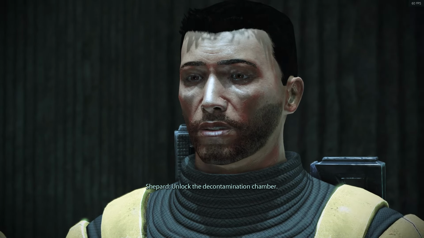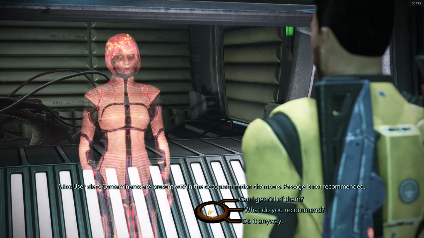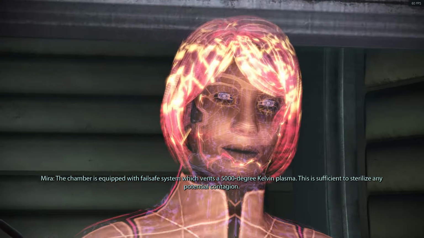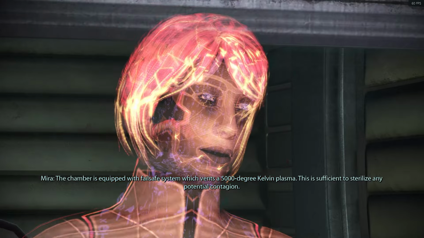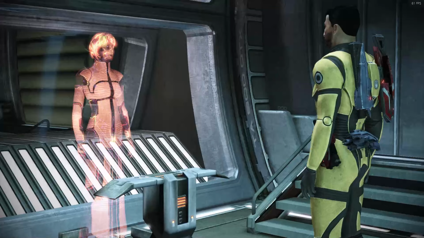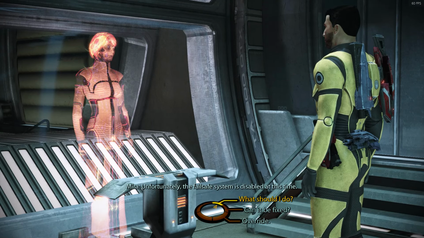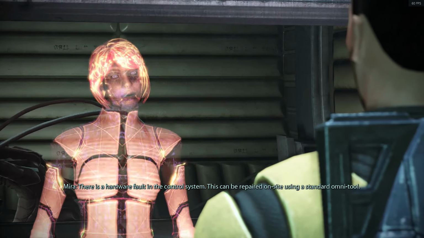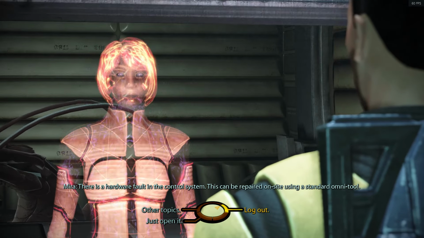User alert. Contaminants are present within the decontamination chambers. Passage is not recommended. How do I get rid of the contaminants? The chamber is equipped with a fail-safe system which vents a 5,000-degree Kelvin plasma. This is sufficient to sterilize any potential contagion. Unfortunately, the fail-safe system is disabled at this time. What's the problem? There is a hardware fault in the control system. This can be repaired on-site using a standard Omni tool.